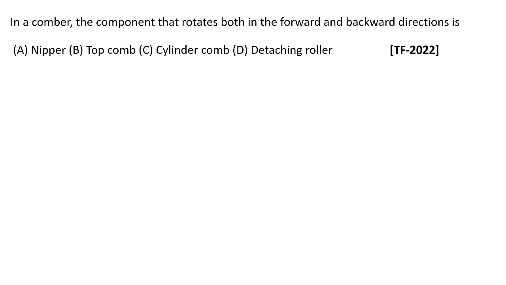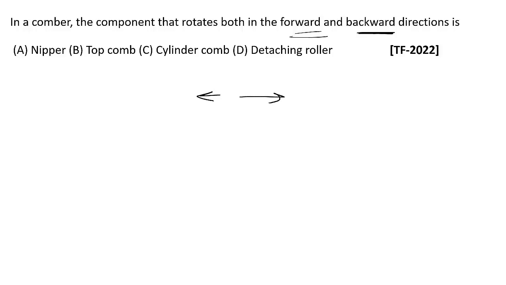In a comber, the component that rotates both in the forward and the backward direction is... So, in a comber, the role of the comber is to make the yarn more fulfilling, that is, improve the softness and that kind of thing. So what is the component that rotates both in the backward as well as forward direction?